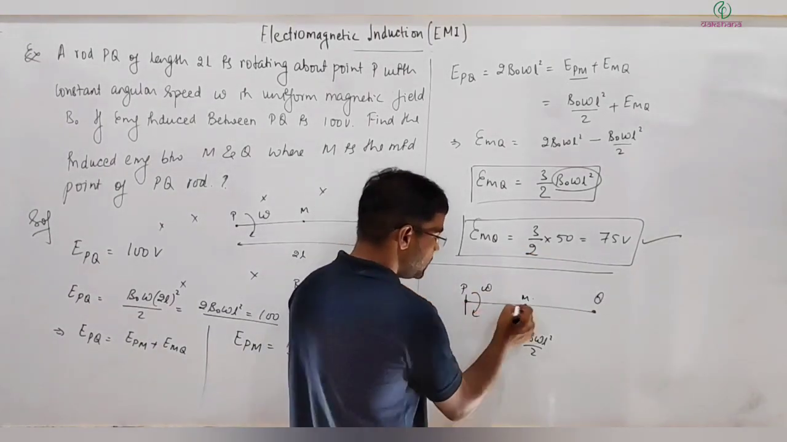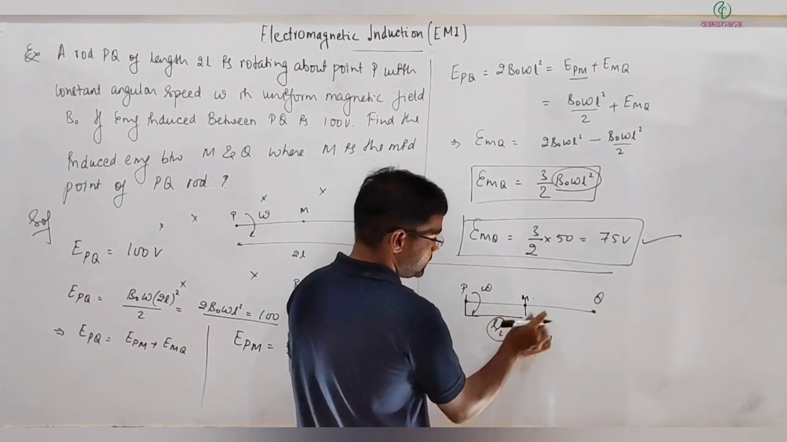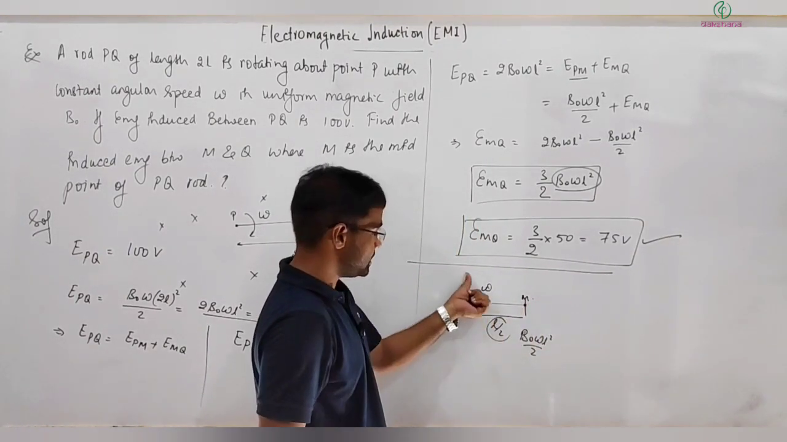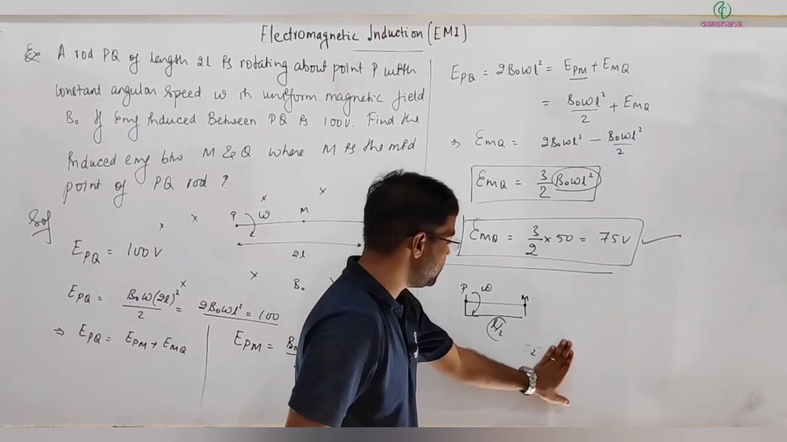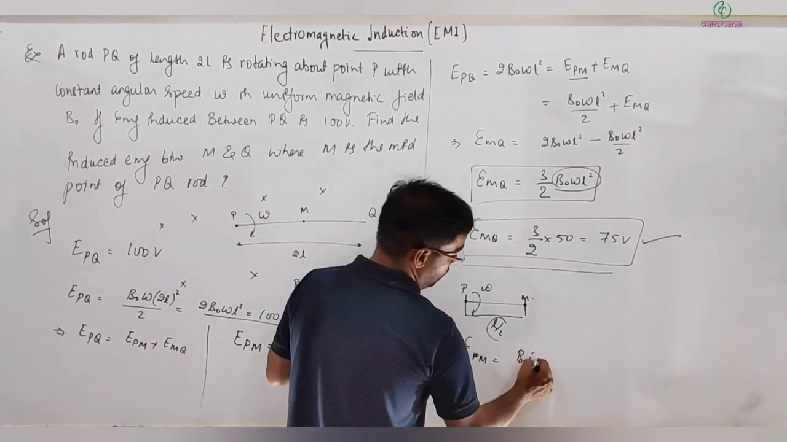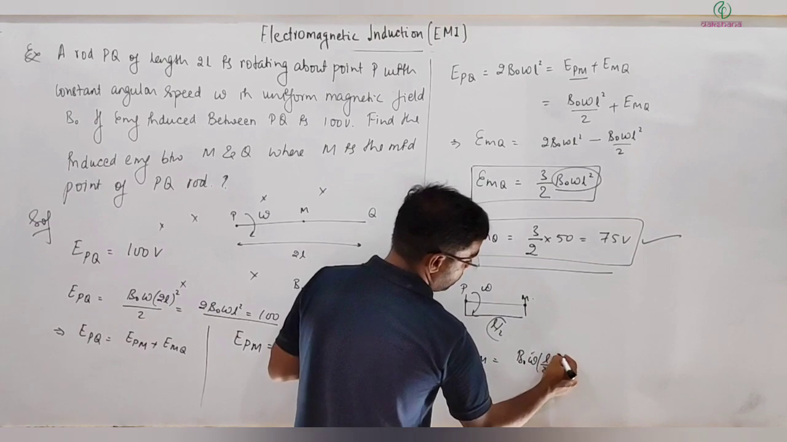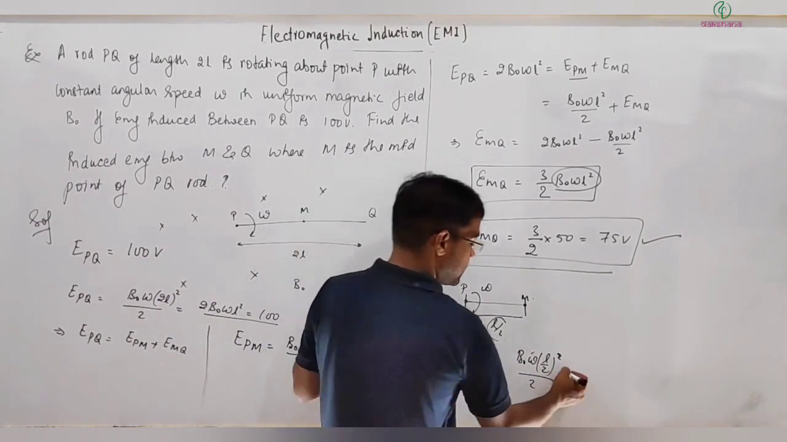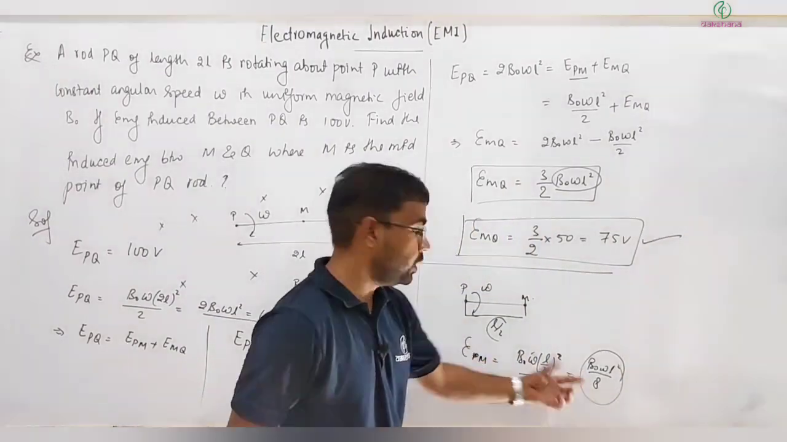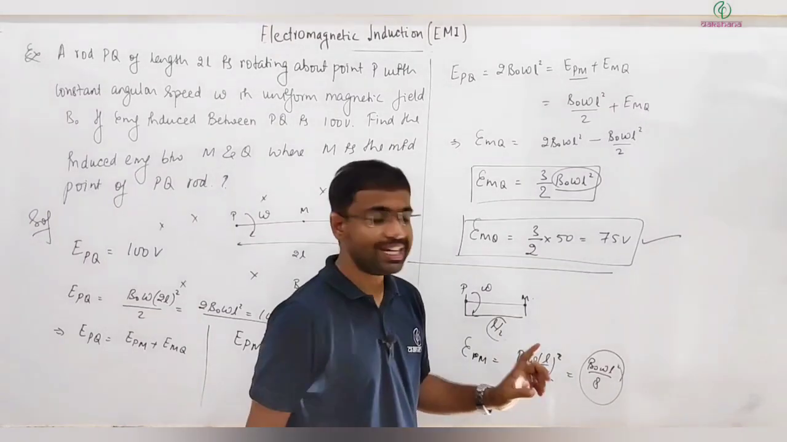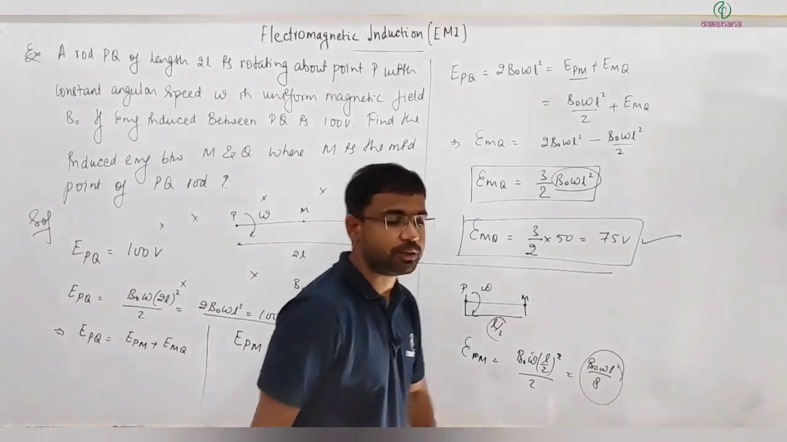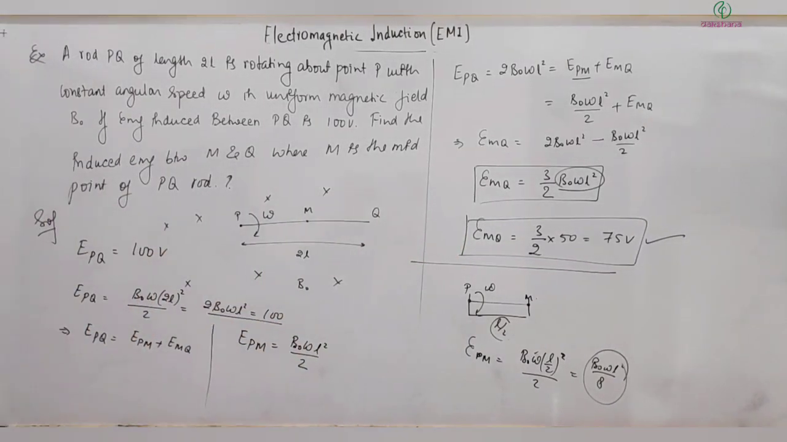And it's easy to prove this. Because EMF between these 2 ends, if I take its length is L, just imagine this. Let me say it's only this. This is the PM length and its length is L by 2. Then EMF between P and M is given by B naught omega, length by 2 whole square, divided by 2. Okay, and this comes out to be B naught omega L square by 8. So you can see it's not half of EMF between P and Q, right? And that's why a little bit of difference is coming. So you just need to take care of that. Remember that point.